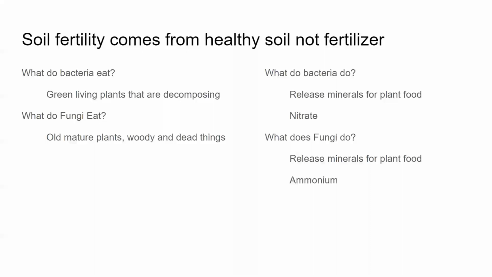What does fungus do? It releases minerals for plant food, and they create ammonium. All right. How does it create ammonium? Well, microarthropods, there's a whole bunch of species, lots of species of microarthropods, probably thousands. They eat fungus, and when they eat the fungus, they release ammonium.